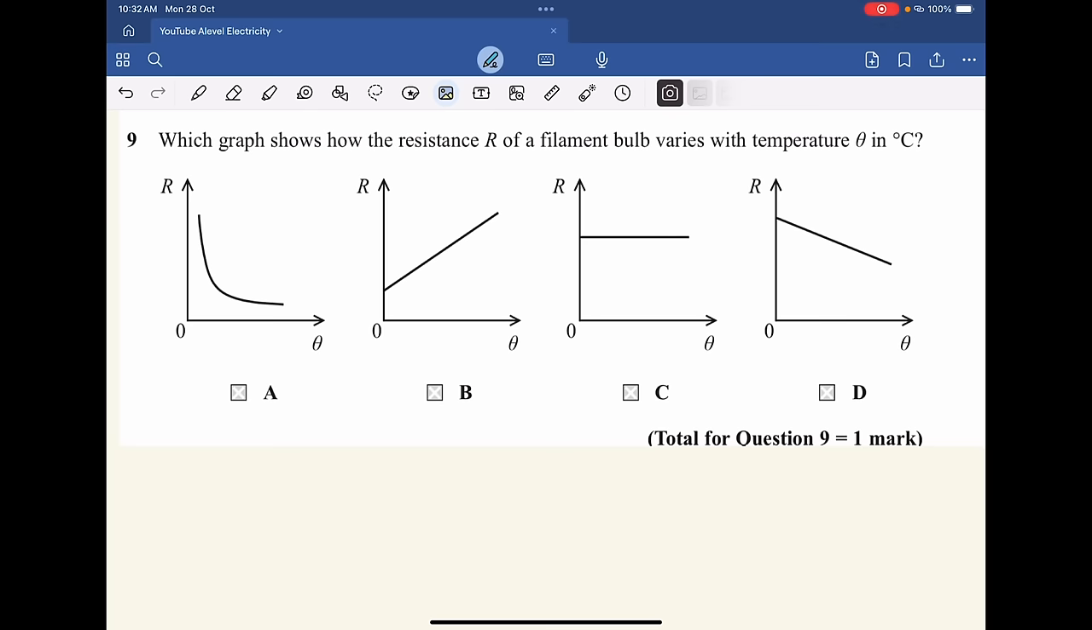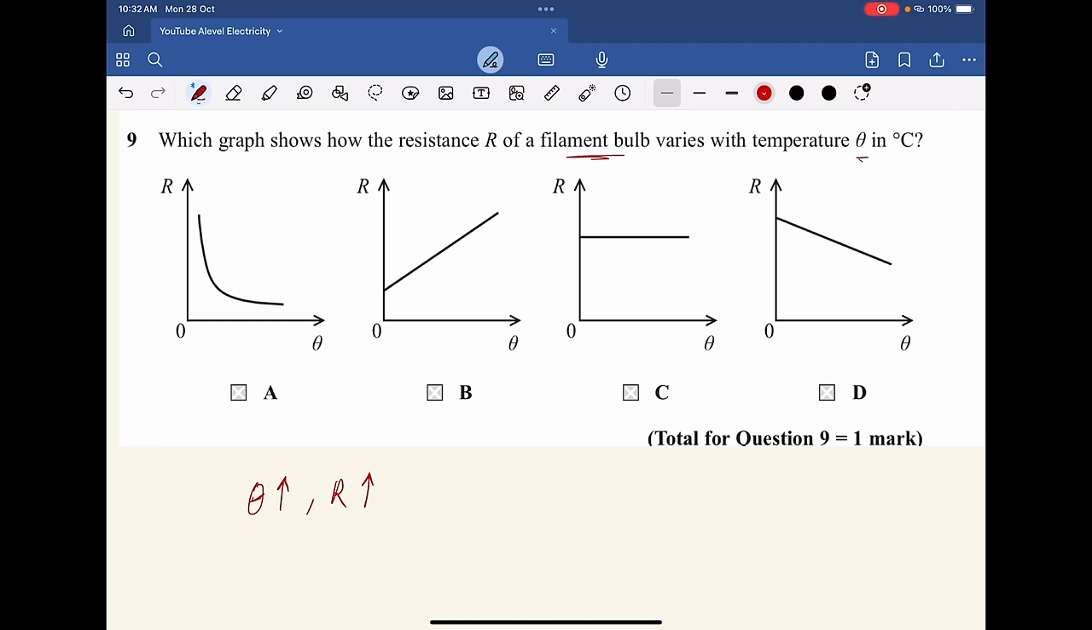And this question is asking for a graph that shows how the resistance R of a filament lamp, this is the keyword today, varies with the temperature theta in degrees Celsius. Definitely, if the temperature theta increases, the resistance of the filament lamp increases due to collision between the flow of the charges or the electric current and the lattice ions of the resistance. So there is increasing temperature and increasing resistance of the filament lamp.